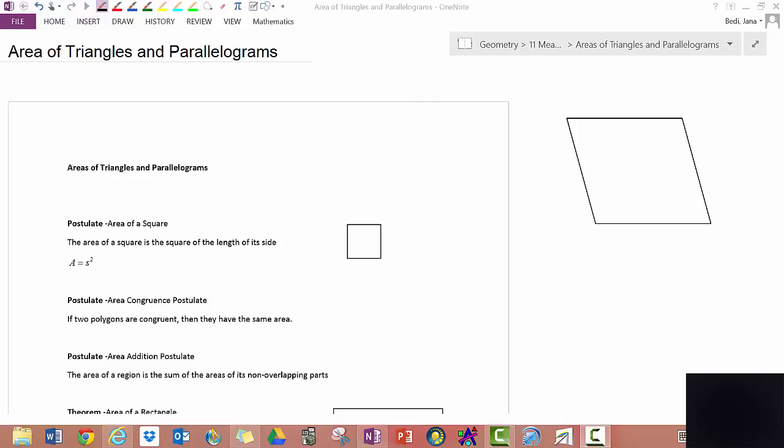In this section, you're going to find the area of triangles and parallelograms. Let's just briefly understand what we mean by area. Area is all the shaded part of this parallelogram. So let's do that.